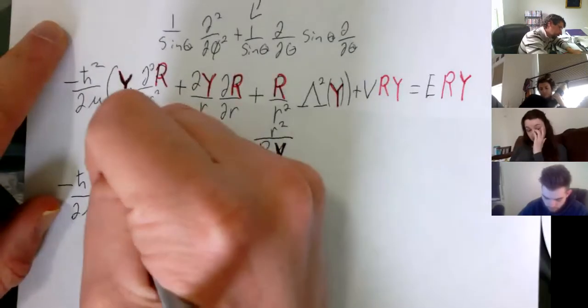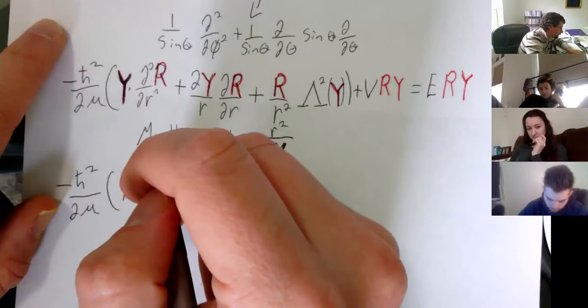R squared over r times d squared r dr squared.